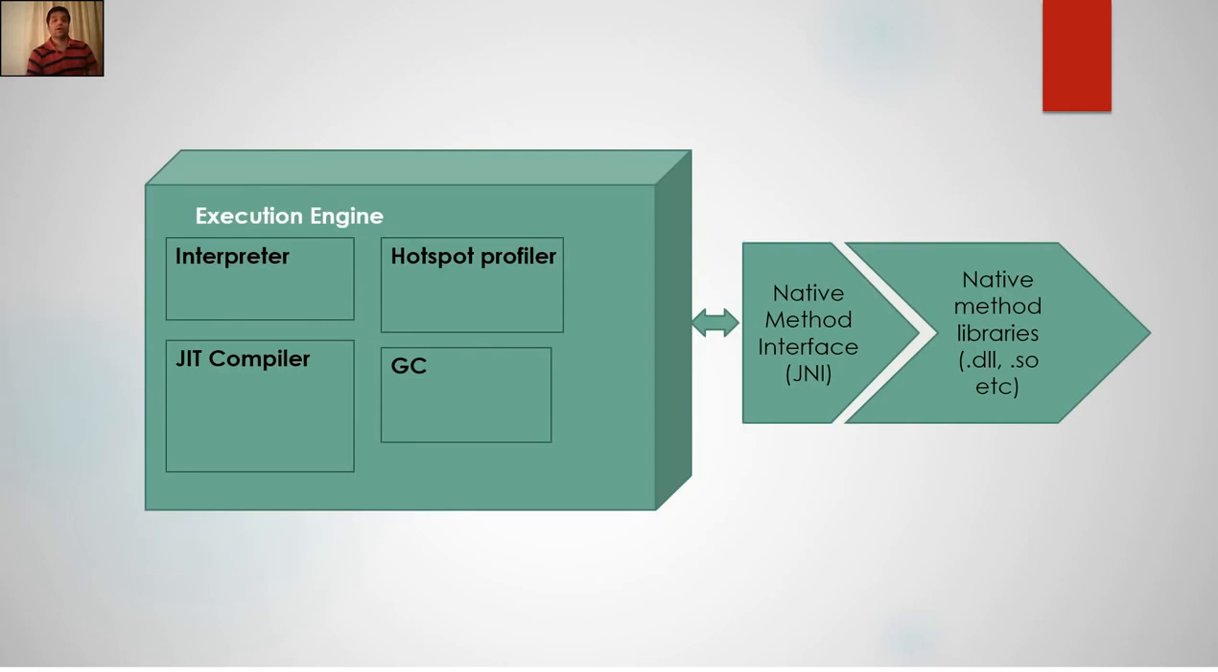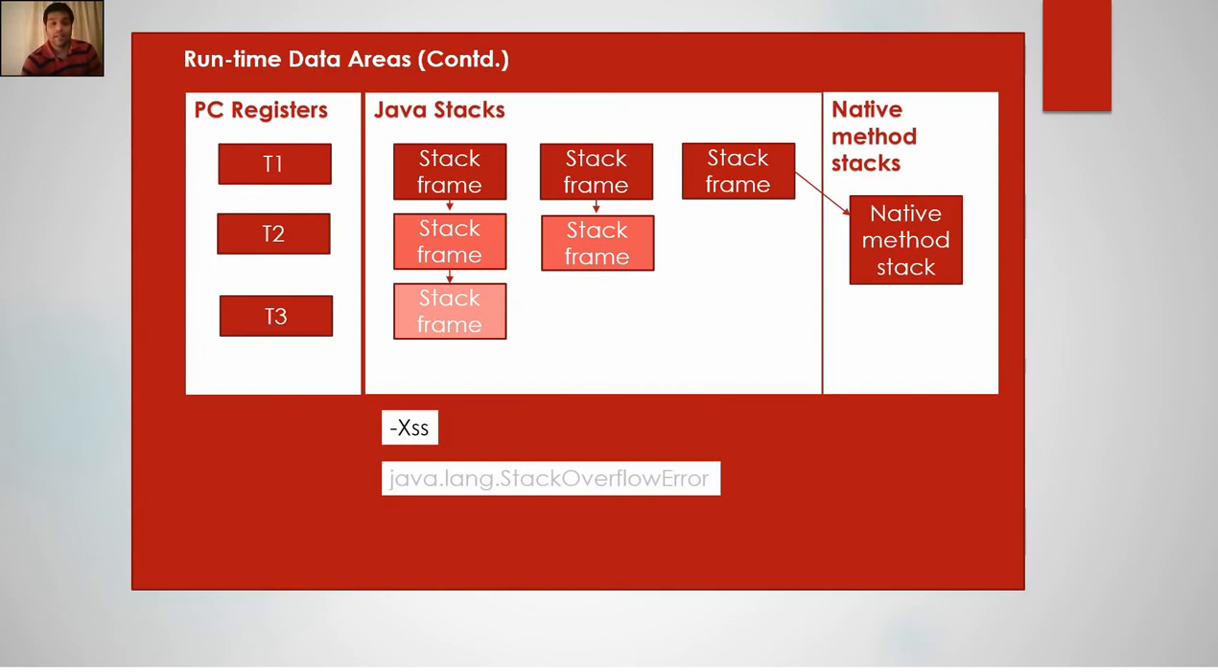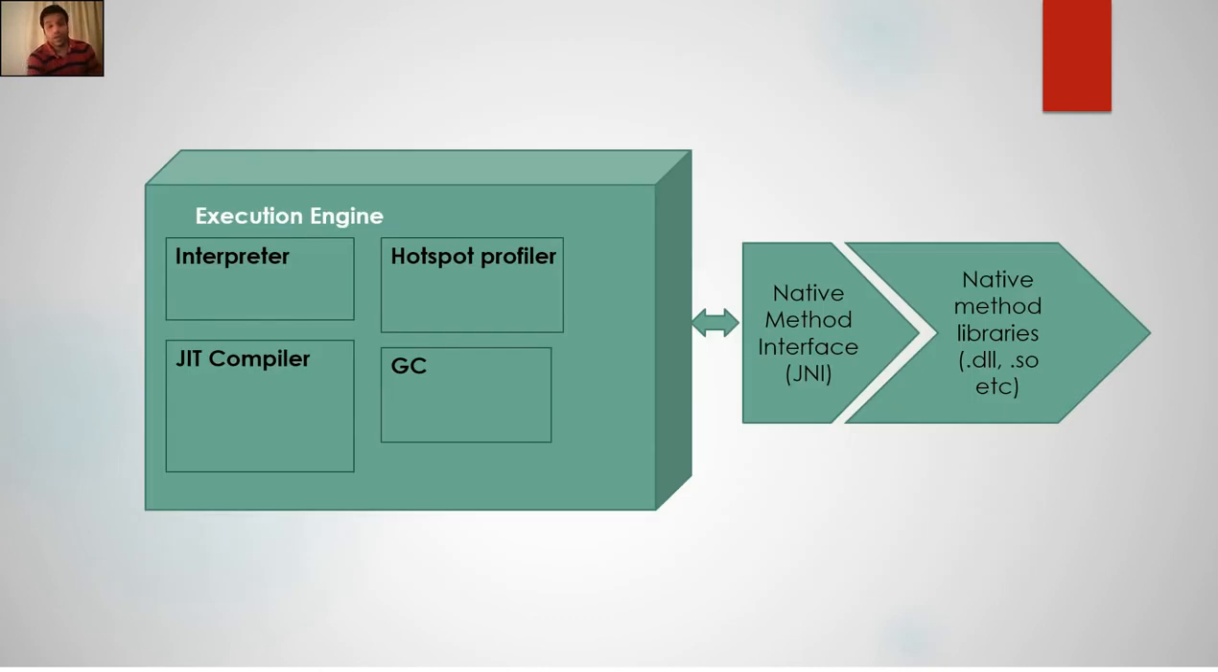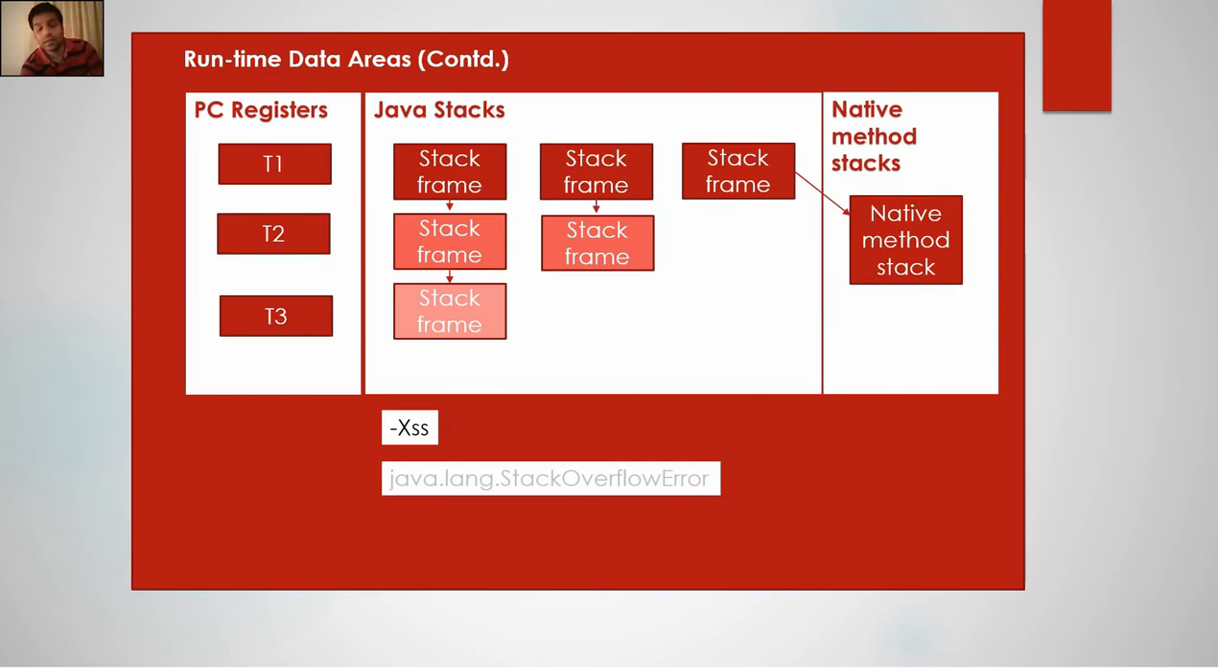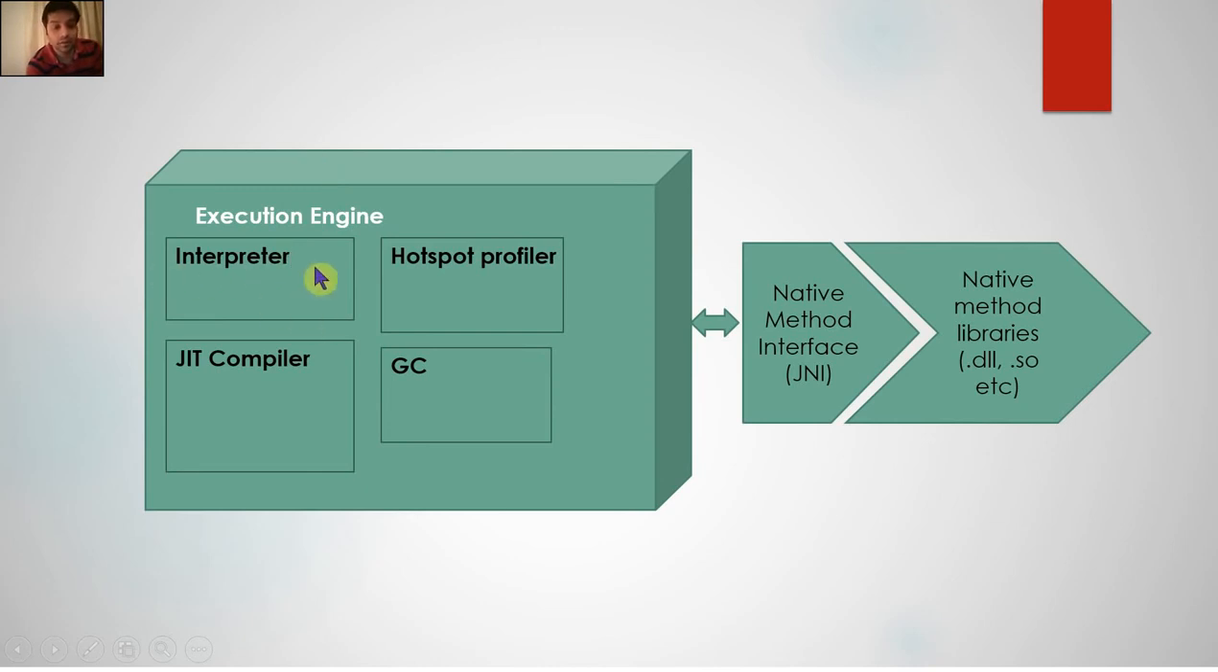Now let's go to the final point, which is the execution engine. Once the data area is loaded with the instruction to be executed, the current instruction is ready. What happens is that the Java interpreter interprets the current instruction in the bytecode and executes it. The execution engine, in a broad sense, has the following components: interpreter, JIT compiler (just-in-time compiler), hotspot profiler, and garbage collector.